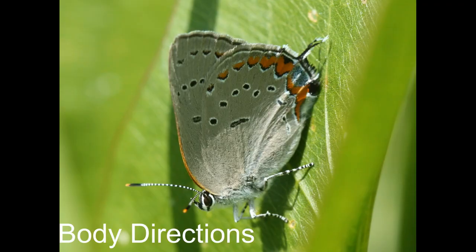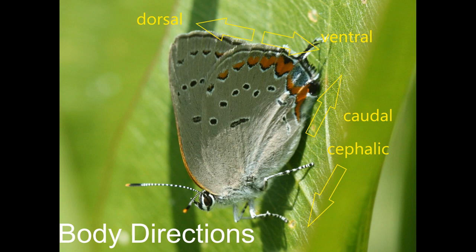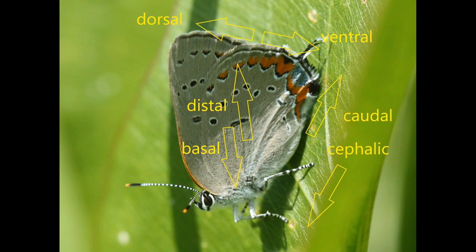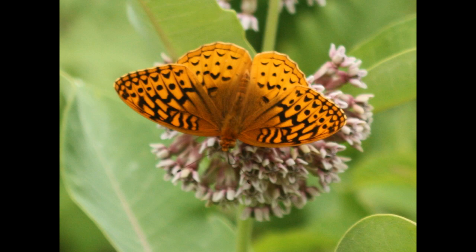We also need a tiny Latin lesson to understand directions of the butterfly body. Cephalic means toward the head end of the butterfly, while caudal means toward the tail. Ventral means relating to the belly and refers to the bottom side of an insect, while dorsal refers to the backside. We also use a distinction between basal and distal in pointing out features of the butterfly wing. Basal refers to the area where wings attach to the thorax, while distal refers to the part of the wing distant from that base.